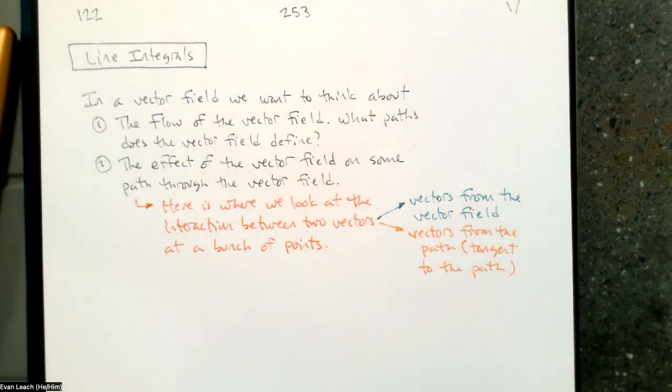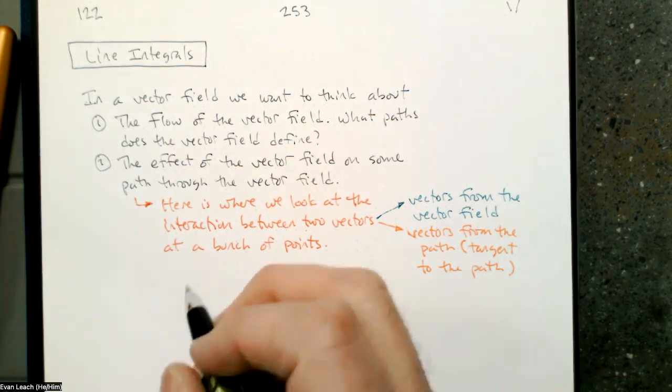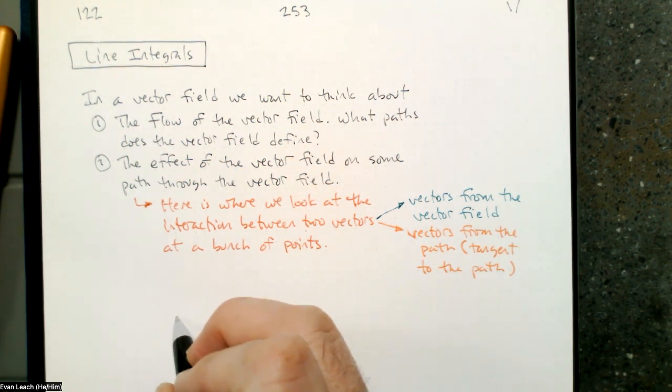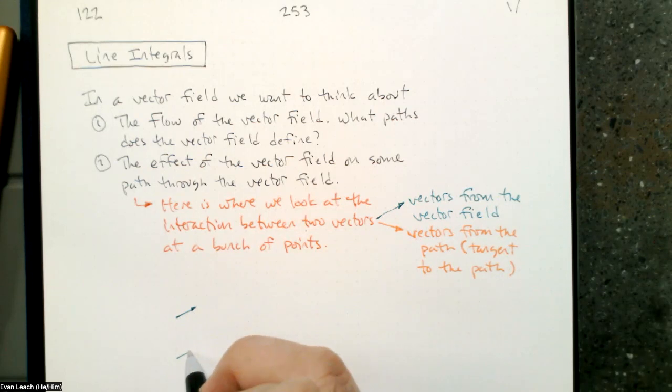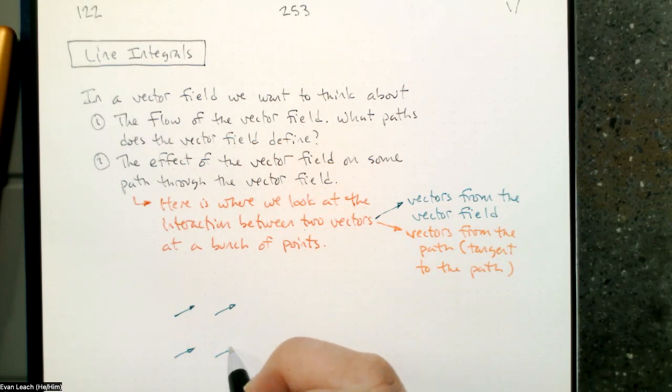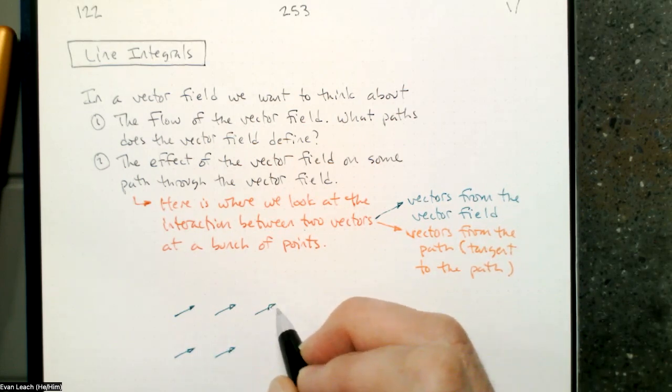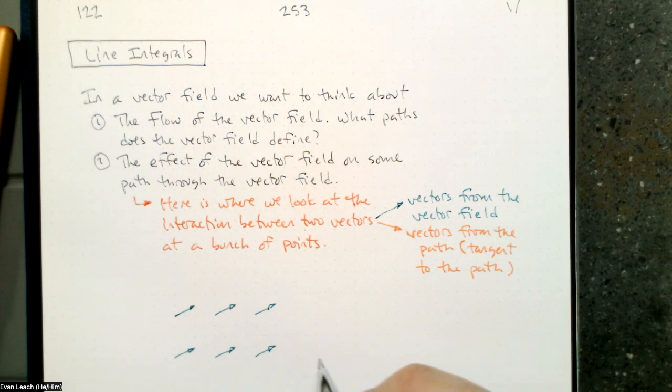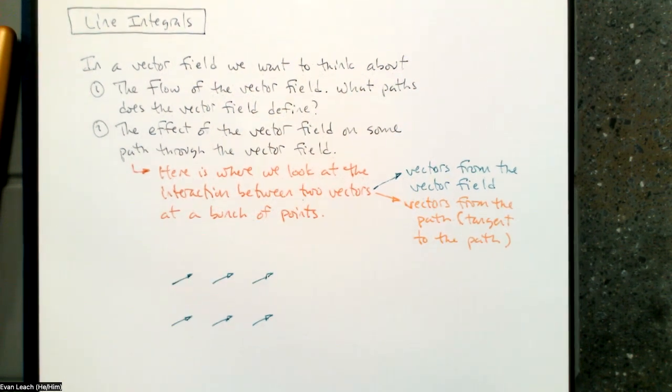So there's going to be the path, and we're going to look at each point along the path. We're going to look at a vector tangent to the path and see how that interacts with a vector from the vector field. So for a picture, if we've got some vector field, which is just a bunch of vectors, I'm going to use the same vector field that we had yesterday. And then we've got some path. So here's our vector field, a little piece of a vector field, kind of a boring vector field.